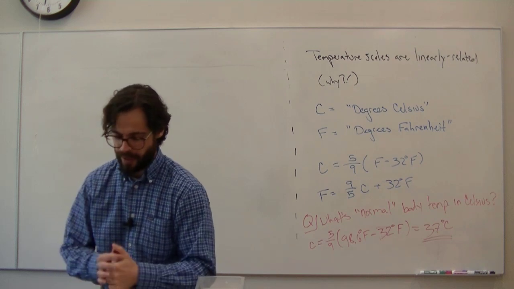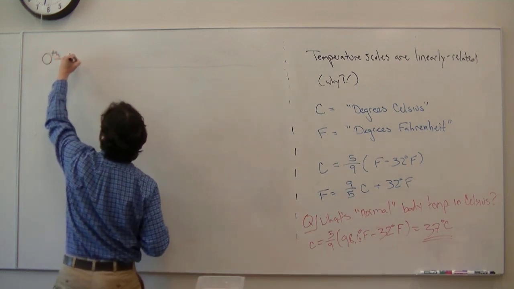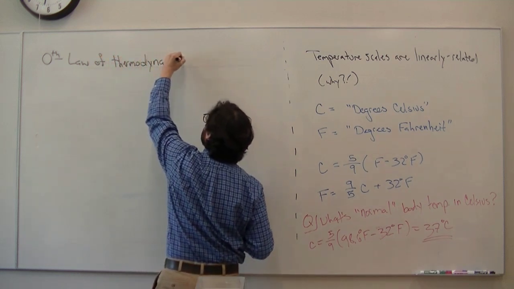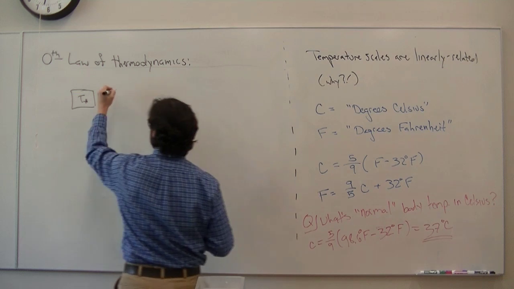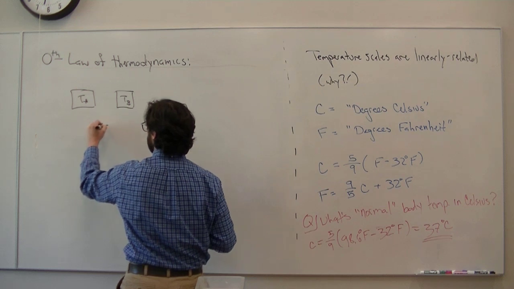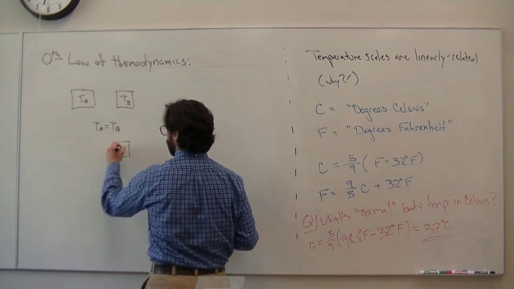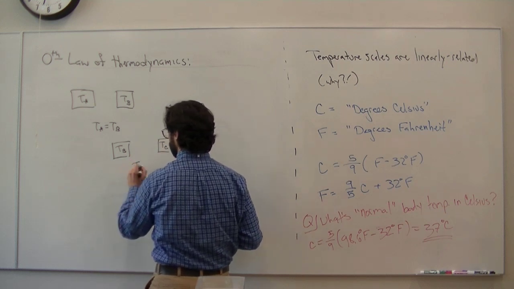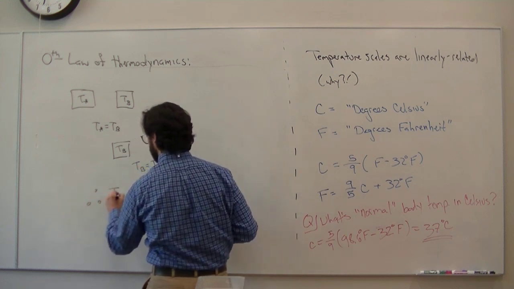But the 0th law of thermodynamics, let's just take 3 blocks. So I have 1 block at TA, and then 1 block at TB. And what's true is that TA equals TB. So they have the same temperature. And then I perform a second experiment where I take TB and realize that it's at the same temperature as TC. Then I can deduce that TA also equals TC.